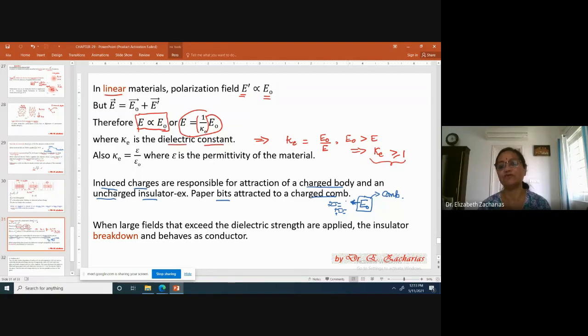Negative side. Therefore, the attraction will dominate over the repulsion because of the negative side. That's how paper bits get attracted to a charged comb.